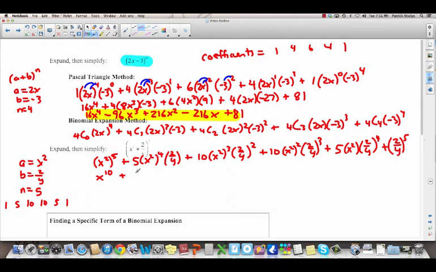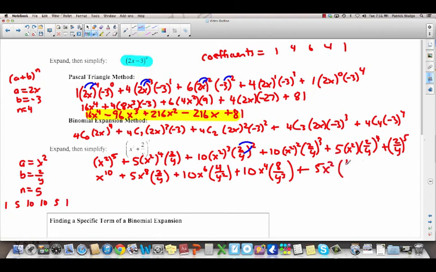Okay, spread the love here, or multiply, I suppose, power over power. Get x to the 10th, plus 5 x to the 8th times 2 over y, plus 10 x to the 6th. Spread the love here, right? You can spread the love when you're multiplying or dividing. 2 squared is 4 over y squared, plus 10 x to the fourth power over, spread the love, 2 cubed is 8, and y cubed, plus 5x squared, spread the love, 2 to the fourth is 16, y to the fourth, plus, spread the love, 32 over y to the fifth.